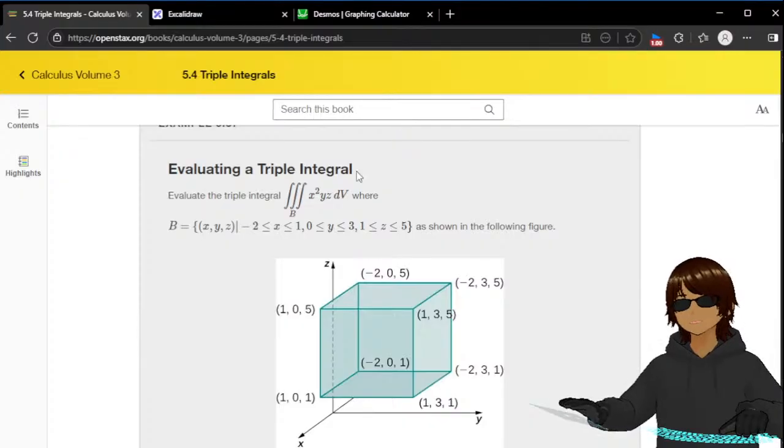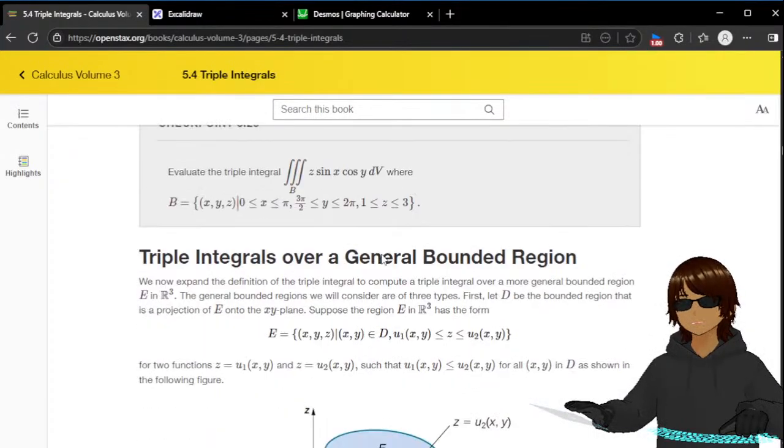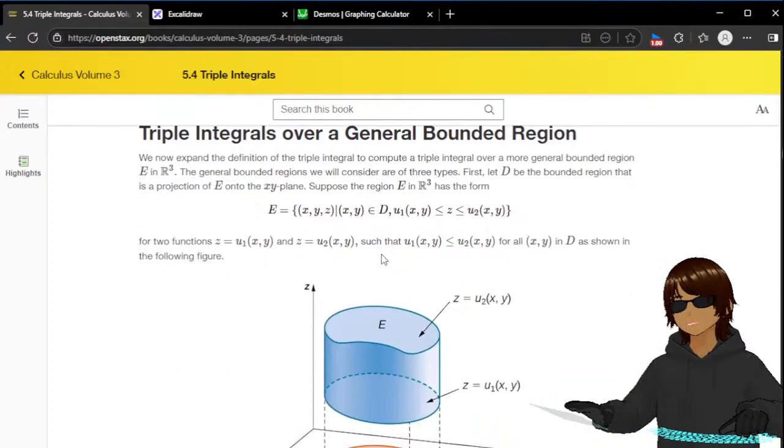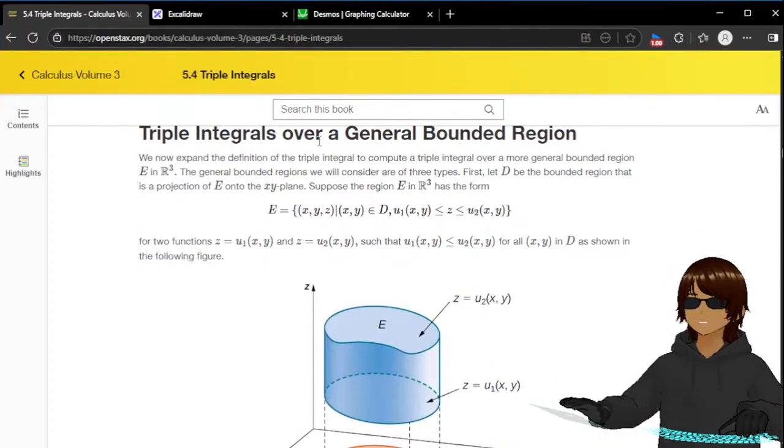Evaluate the triple integral where, okay, it's just the same thing. We now expand the definition of the triple integral to compute a triple integral over a more general bounded region E in R cubed. General bounded regions we consider are of three types.